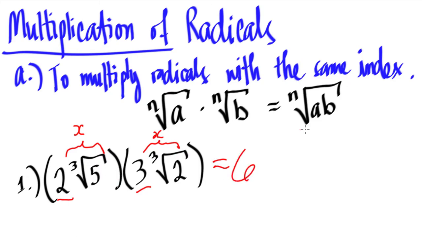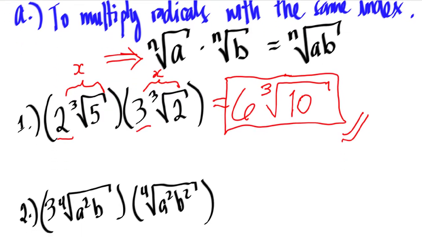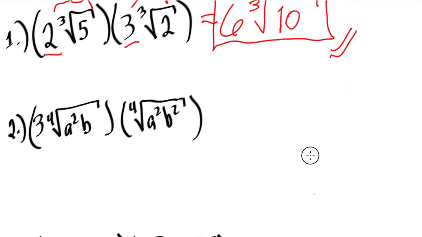And then, by the procedure here, since they have the same index, which is 3, we're going to put them under the cube root of 3. What we'll have is 5 times 2, and we know 5 times 2 is equal to 10. Therefore, our answer here is 6 cube root of 10. That's going to be our final answer for number one. I hope that comes out clean for everyone. So let's proceed to the second example so that we'll have more examples.